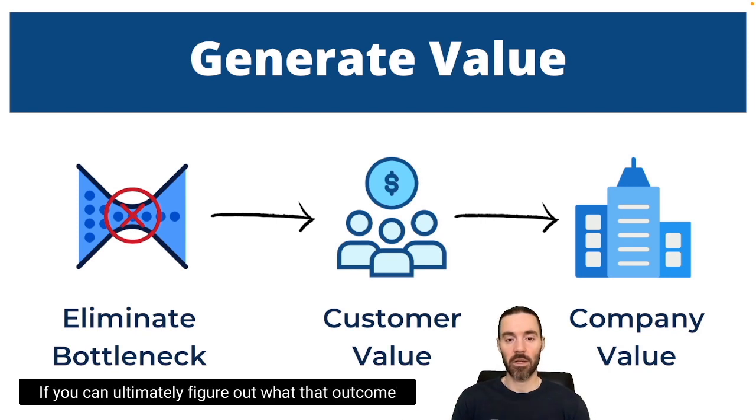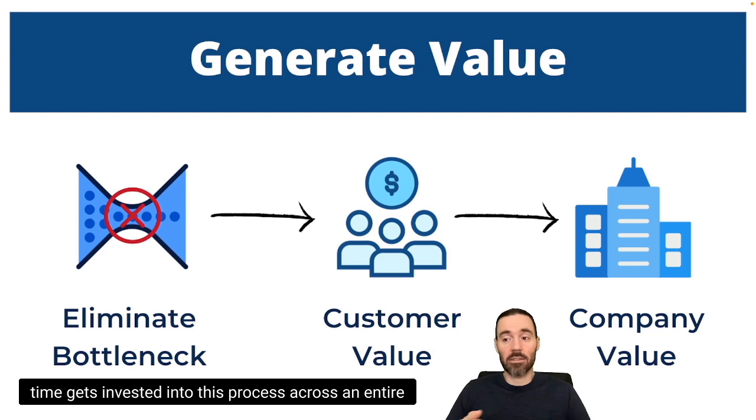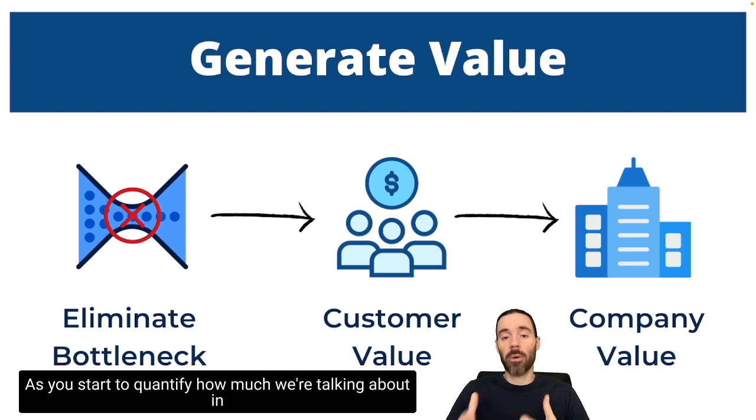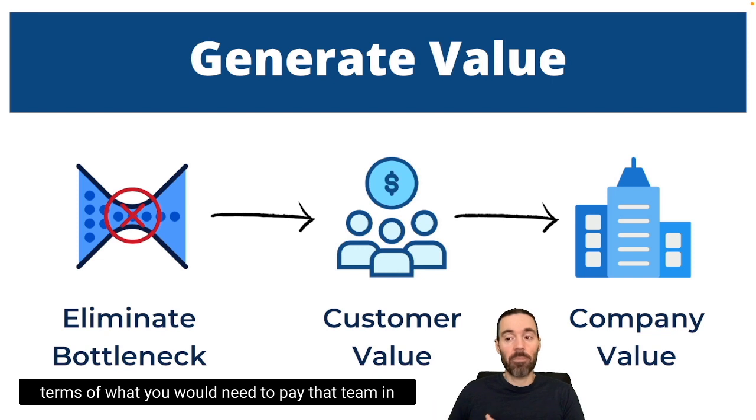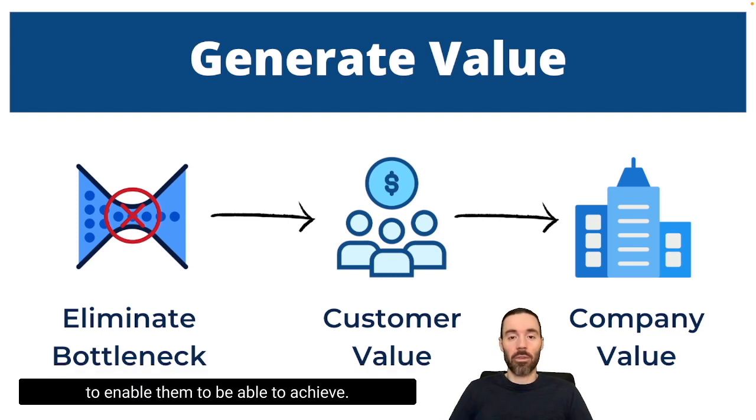If you can ultimately figure out what that outcome is going to enable them to be able to achieve, like, are they going to reduce how much time gets invested into this process across an entire team or the organization by 90%? If so, that leads to a huge number as you start to quantify how much we're talking about in terms of what you would need to pay that team in order to do and how much time they're going to get back. Or maybe it enables them to charge more, right? Whatever it is, you want to drive towards the successful outcome eliminating that bottleneck is going to enable them to be able to achieve.